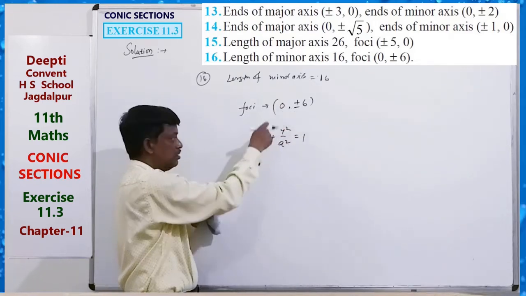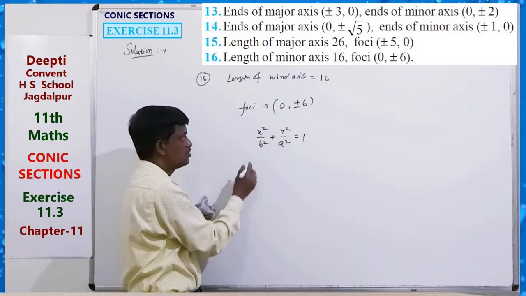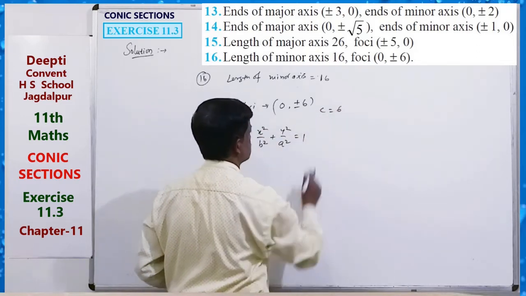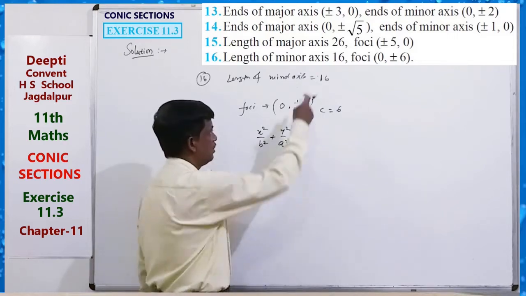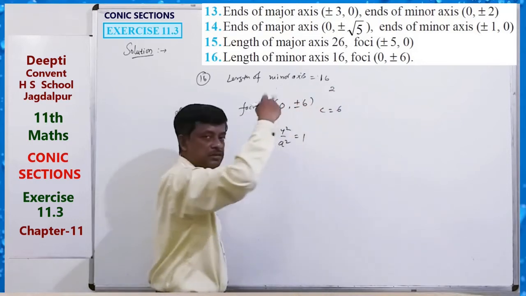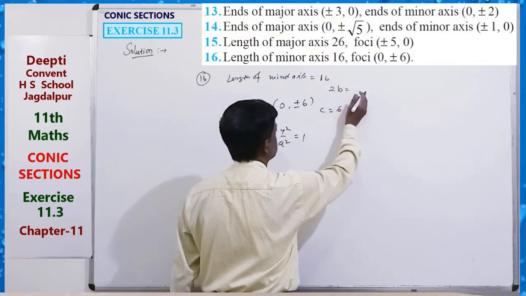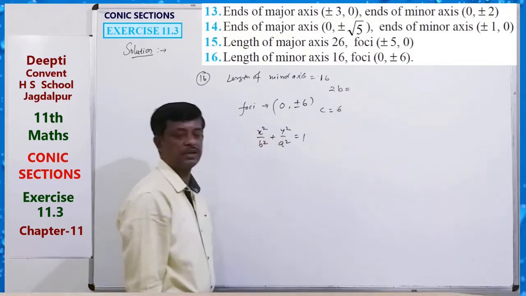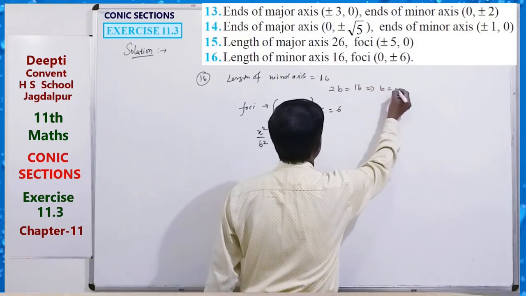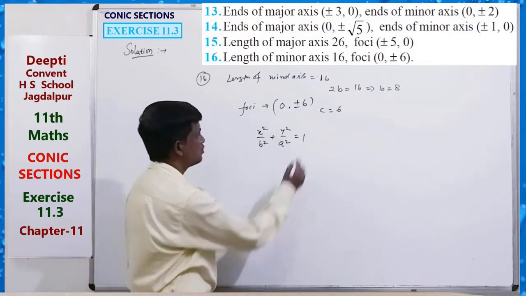Now its foci are (0, ±c), so c equals 6. And the minor axis is 16. Its minor axis is 2b, so 2b equals 16, which implies b equals 8. So b equals 8 and c equals 6.